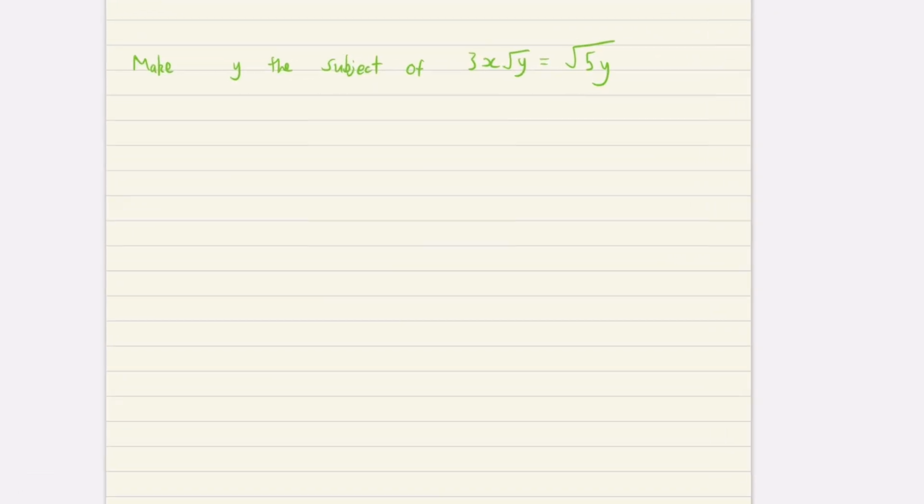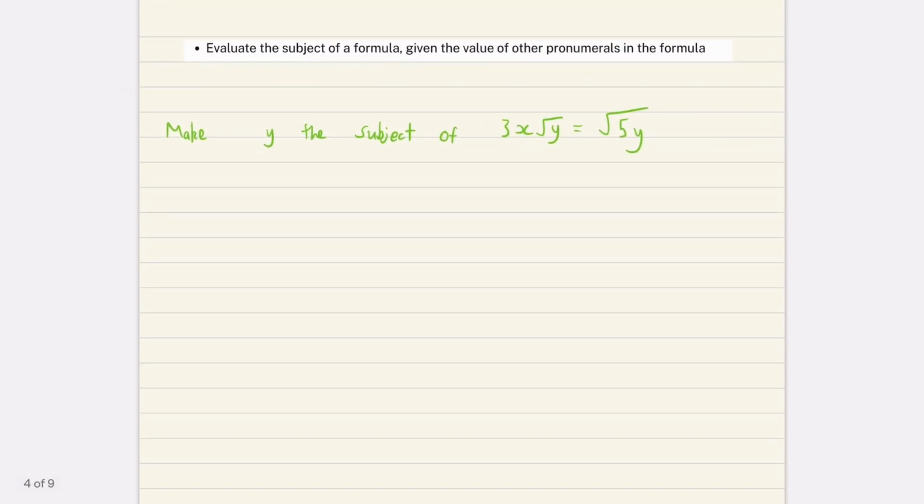Okay, the next dot point is to evaluate the subject of a formula given the values of other pronumerals in the formula. For this question, we've got to make y the subject, and then after we do that, we then have to evaluate it by subbing in a number for x, because that's what it means when it says evaluate. Once we've got y as the subject, that's just an expression for it, but to evaluate it means to sub in a number for x, so then we can actually get a number for y. That's what we mean when we say evaluate.